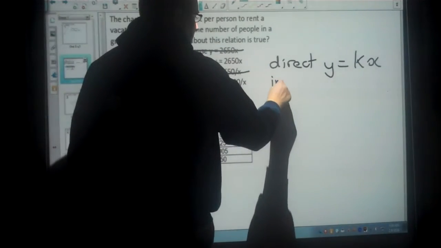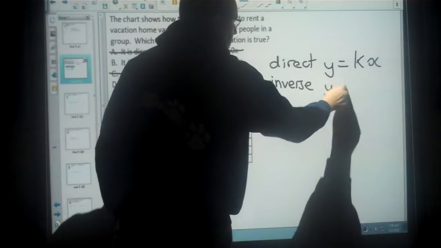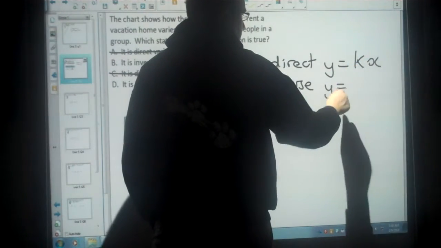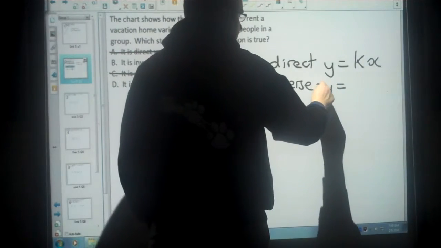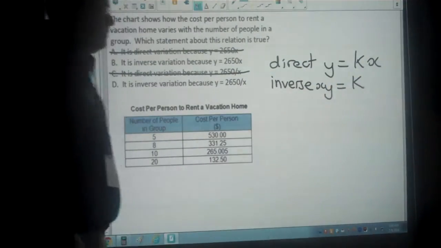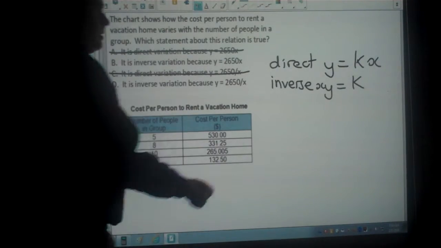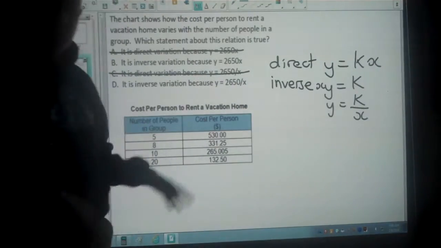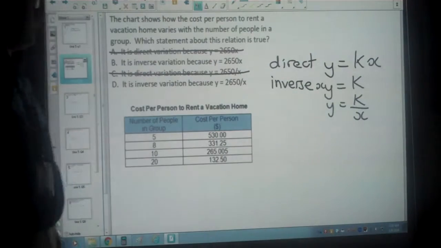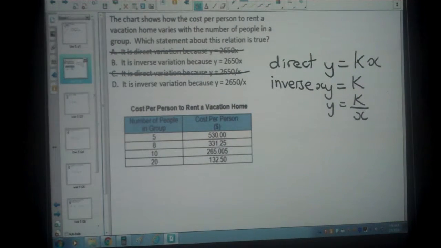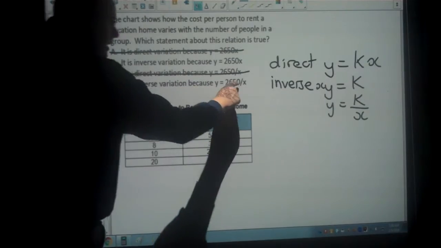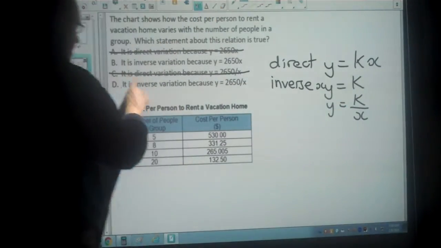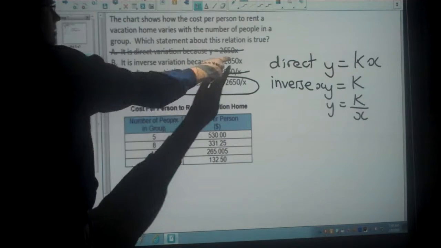For inverse variation, then it's actually the opposite of this. So instead of having this form here, what we could actually say is xy equals k. Or if we were to rearrange that, we could say y equals k over x. So the inverse part comes from, instead of multiplied by x, what's the opposite of that? Divided by x. So that should actually give me a clue as to which is the correct answer for this. Because I can see the divide by x here, which is this answer here, whereas I don't see that on any of the other questions.